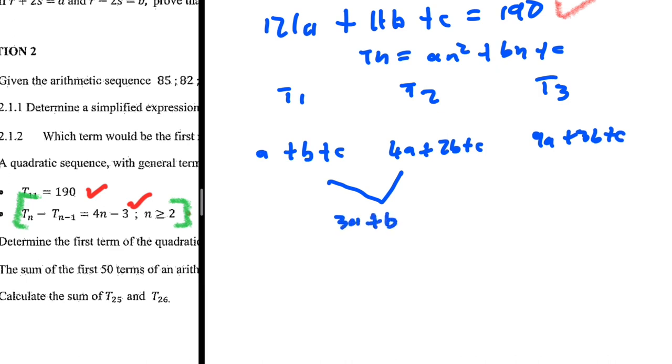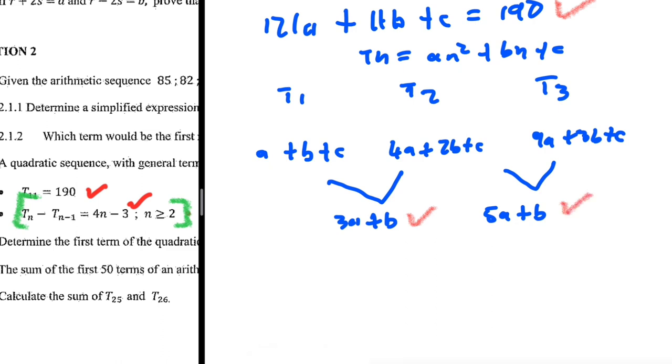This is why you equate 3a plus b to the first term, the difference between T2 and T1 in a quadratic sequence, in cases where you are solving for an squared plus bn plus c. And then the difference between T3 and T2: 9a minus 4a is 5a, 3b minus 2b is plus b, and c minus c is 0. There we go. We are making progress. But there's something special about these.